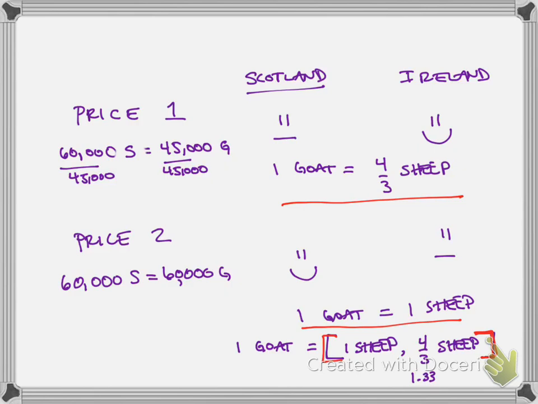So if they say, hey, we'll trade 1 for 1, Scotland's really happy, Ireland's indifferent. If they say we'll trade 1 for 1.33, Ireland's really happy, Scotland is indifferent. So they might negotiate and say, let's trade 1 goat for 1.2 sheep. That falls in the middle of this range, and both countries might be slightly happier than they would be on their own, and so we can get the gains from trade. So the opportunity cost is what drives the gains from trade and drives the prices for international trade.